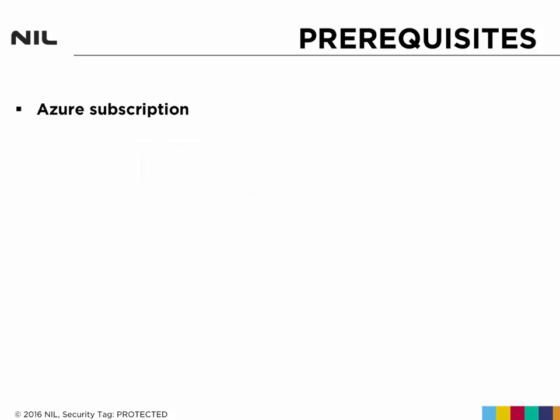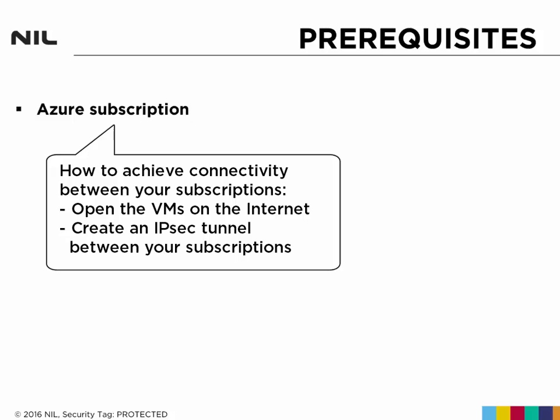Whatever is outside of your subscription, if you want to have connectivity between these two subscriptions, you either open the virtual machines on the internet or you create an IPsec tunnel between the subscriptions. So two subscriptions behave like two data centers.